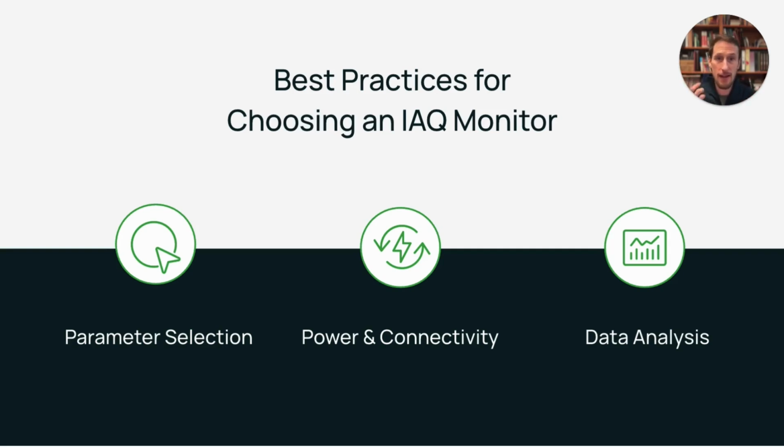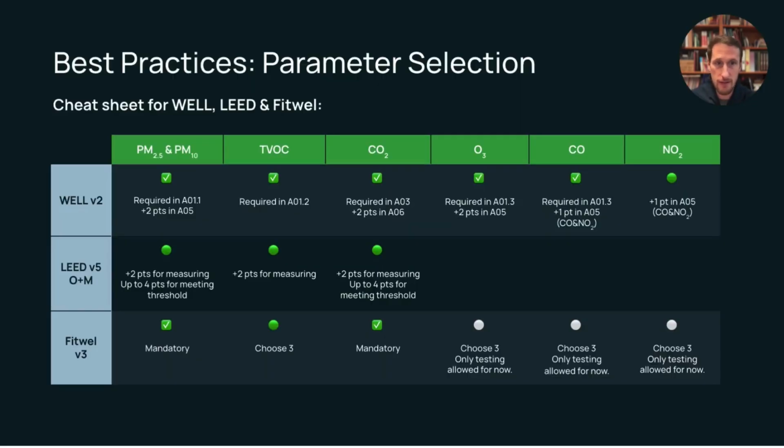At Kaiterra, we have 3 best practices for making this decision. So first one is parameter selection. Now, even if you are wanting to monitor IAQ for health and well-being, many people still choose to look at building certifications as kind of a reference for what to measure. And so here we have a chart that we've made to summarize the parameters that are needed in probably the most popular building certifications. So you can see here what points you can get with which parameters and which parameters are required versus optional.